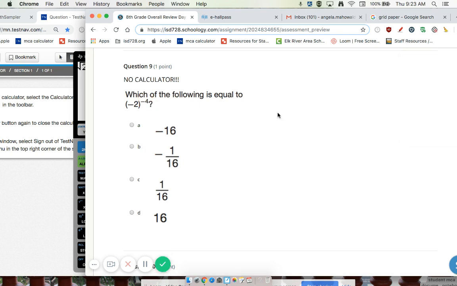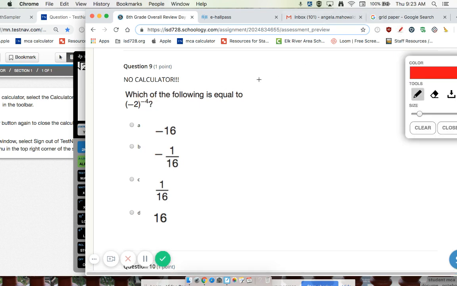I'm going to do it again. 1 over, and I'm going to be very careful with my 2, (-2) to the 4, because now it's positive since it's on the bottom. And now I have to evaluate (-2)^4. Negative 2 inside parentheses means that you're multiplying by negative 2, four times.